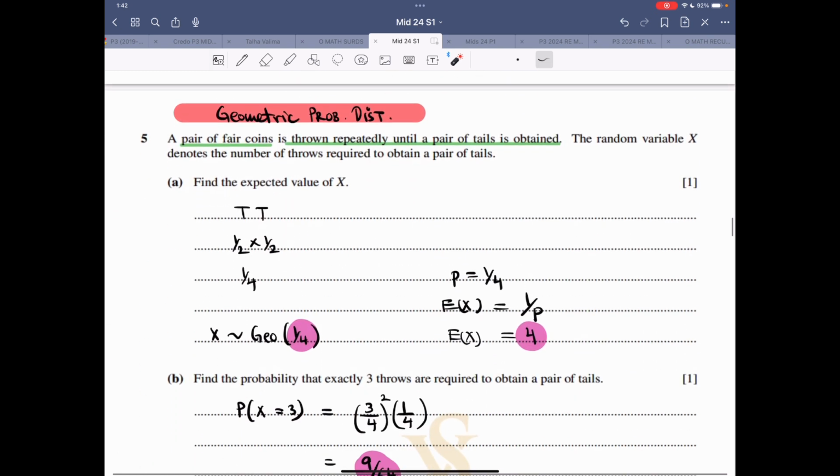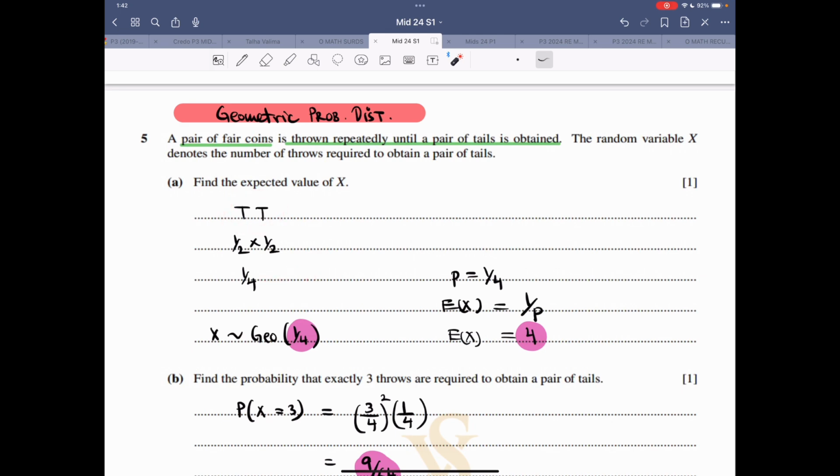Question number 5. A pair of fair coins is thrown repeatedly until a pair of tails is obtained. So we have tail, tail, we have head, head, we have tail, head, we have head, tail. There are 4 possibilities. It's fair, so each probability is 1/4. The random variable x denotes the number of throws required to obtain a pair of tails. So pair of tails, the probability is 1/4.